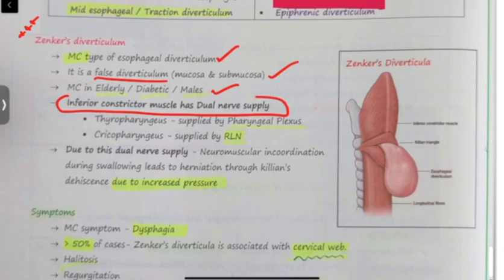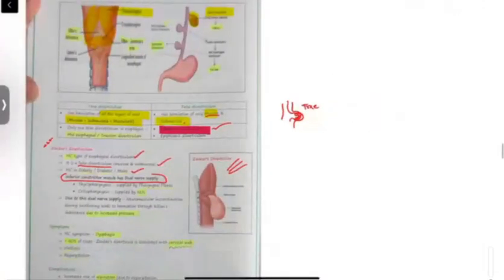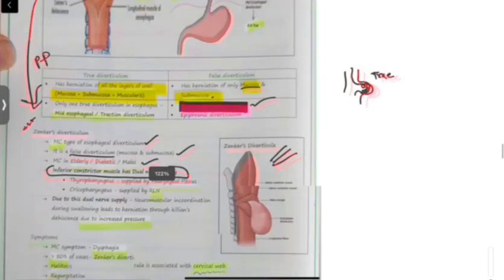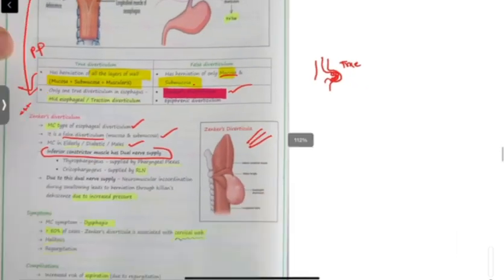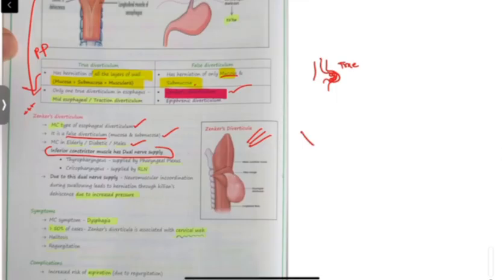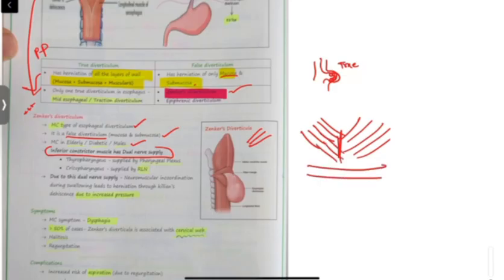That muscle which we saw above, coming from above like this, this thyropharyngeus is supplied by the pharyngeal plexus, whereas the cricopharynx, which is a horizontal muscle, is supplied by the recurrent laryngeal nerve. So both have different nerve supply, the upper muscle and the lower muscle. Okay? So both have two different nerve supplies.